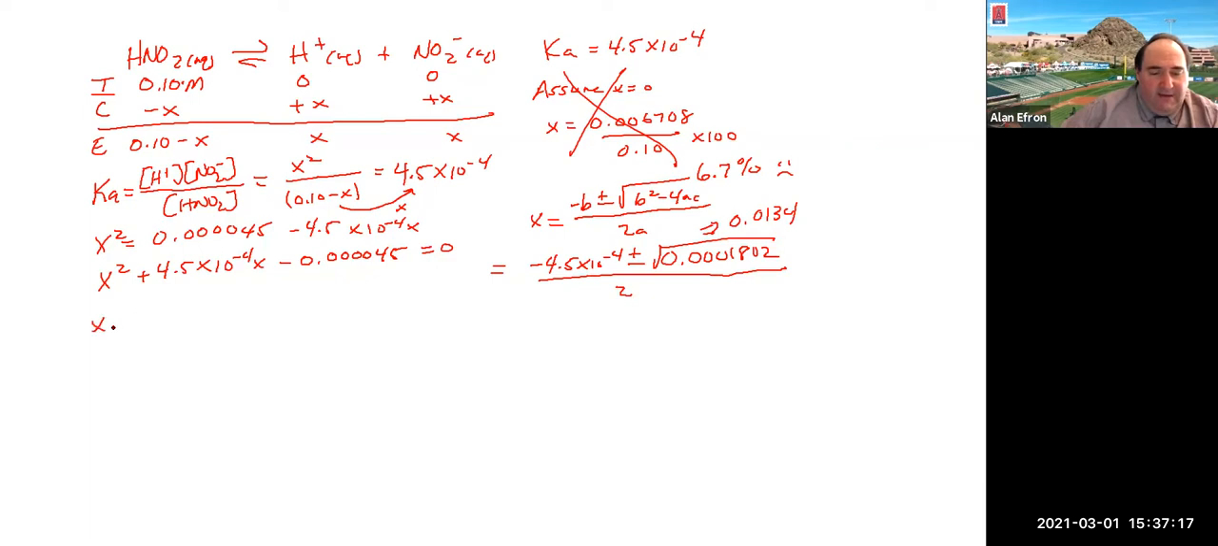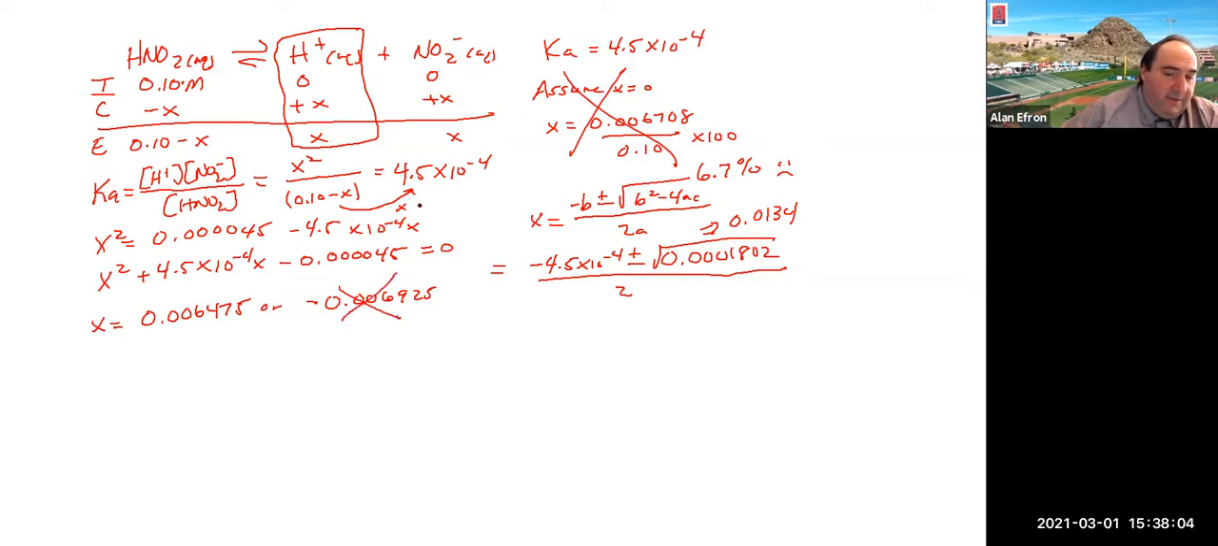That's going to give us an x value, going the positive root, of minus 4.5 times 10 to the minus 4 plus 0.0134 divided by 2, which gives us 0.006475. Going the subtraction route, which right off the bat I know is no good, we will end up with a negative 0.006925. Again, we know that one's no good because we cannot have a negative concentration, and obviously in this case our H plus equals x. So definitely this cannot be it. Any questions on that so far?